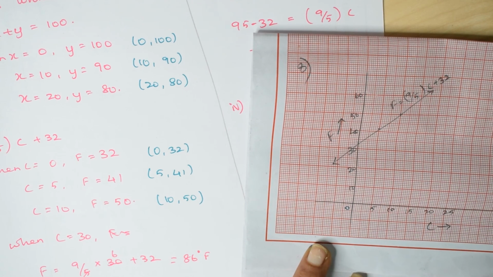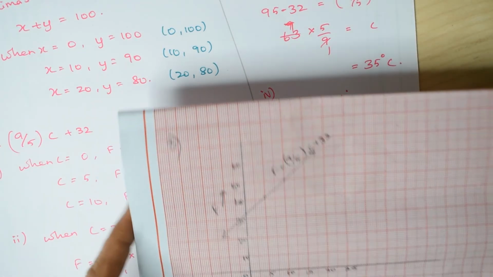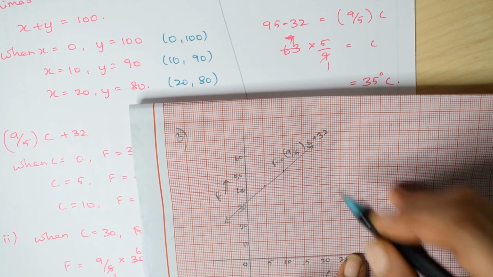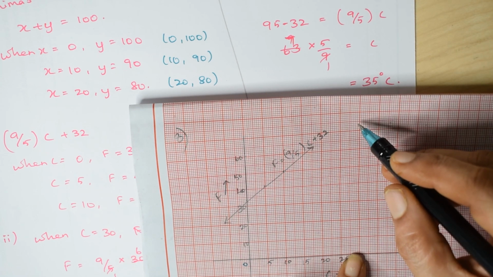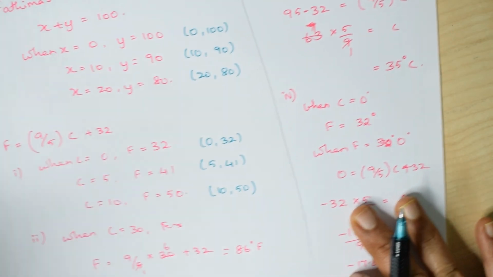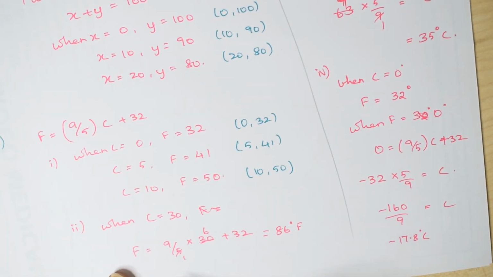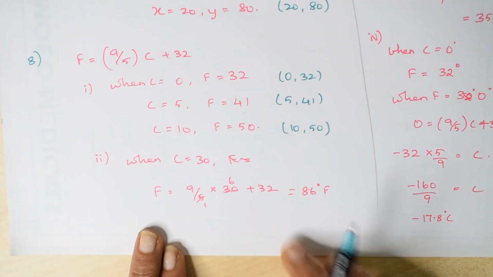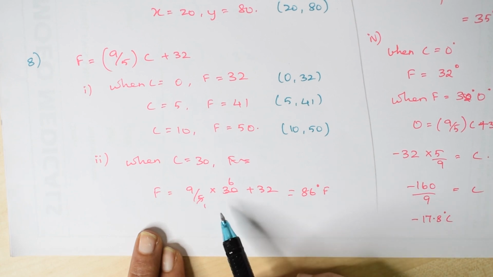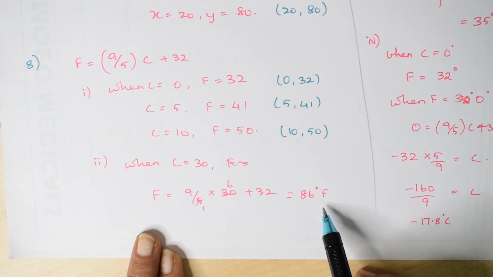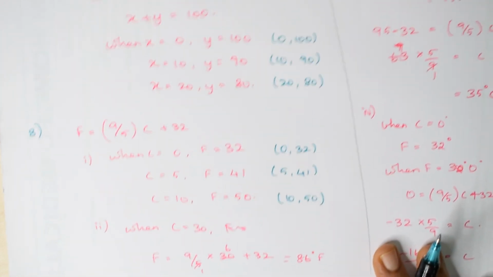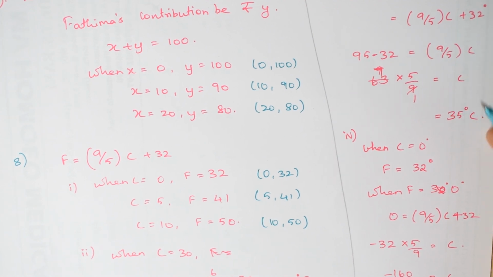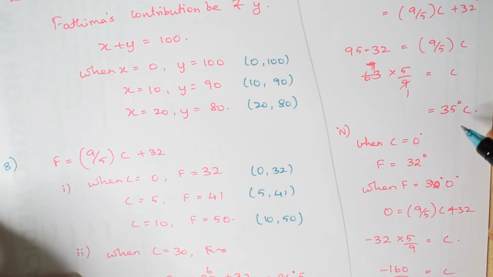Then the question is, they have given the temperature as 30. I said you need not even find till 30. With the graph you can extend the line from 30 and find the point here, or else you can do it manually also. Here, when we do it manually, I have used the formula and substituted the value of centigrade as 30, and when I calculated, Fahrenheit is 86 degrees Fahrenheit. Then they are asking if the temperature is 95 degrees Fahrenheit, what is the equivalent centigrade? I used the formula and I found it as 35.